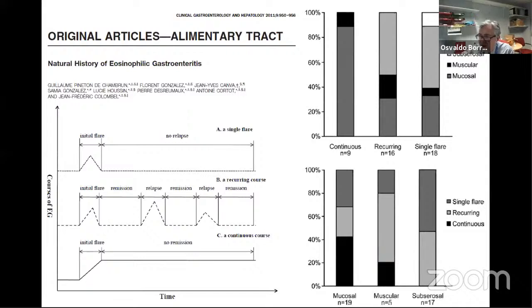And in terms of natural history, we can have different types of behavior. For instance, one form where we have an initial flare, which sometimes can be triggered by an infection, and then we do not have any relapse anymore. Then we have another form with recurrent flare-ups and recurrent periods of remission. And then we have a third group where we have an initial flare and a chronic disease that is unable to go into remission.